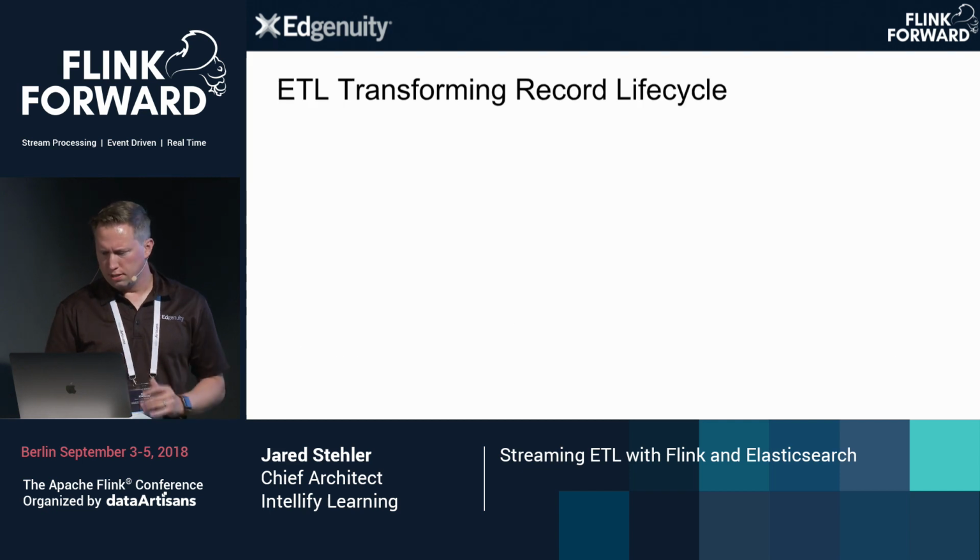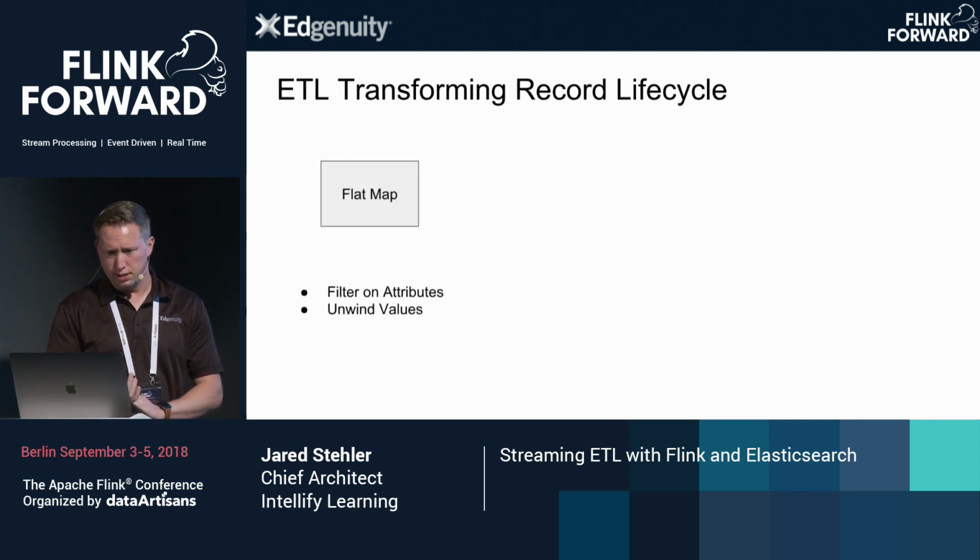Here's a clarifying slide showing that lifecycle in more detail. Each job provides one or more of these mappers, and the first thing a mapper does is a flat map operation, which allows it to pick out records that it knows it wants to translate, and also potentially unwind. So if a record has a tags array value, and we want to emit a record for each tag as a separate individual row, we can do that here.